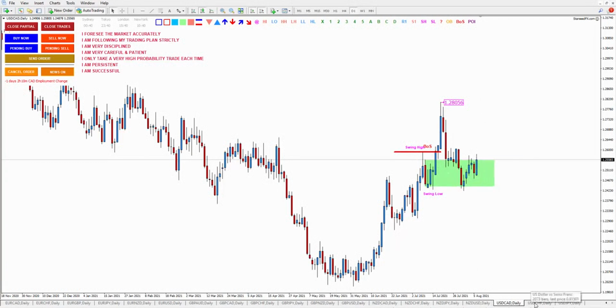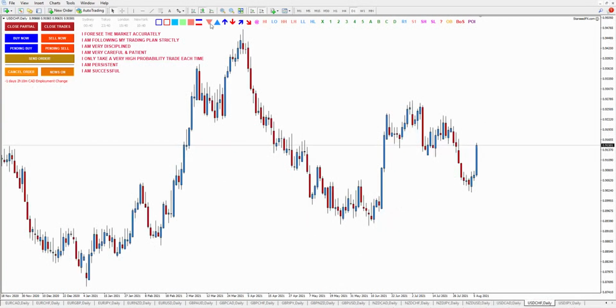So let's go to US dollar Swiss franc right now. Here is the last breakout. Here is the break of structure. This is our swing high, and this is our swing low. And here is the order block, the last bullish candle before the breakout happened. And your take profit target could be this one.